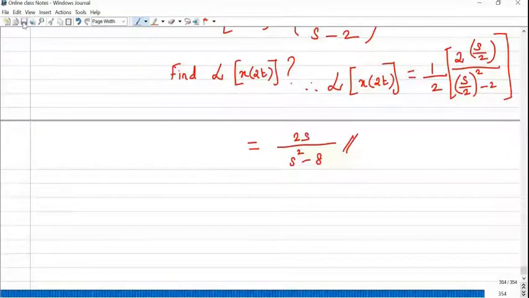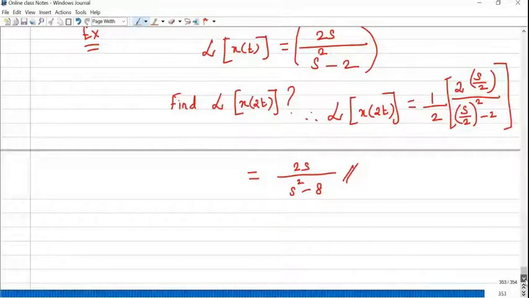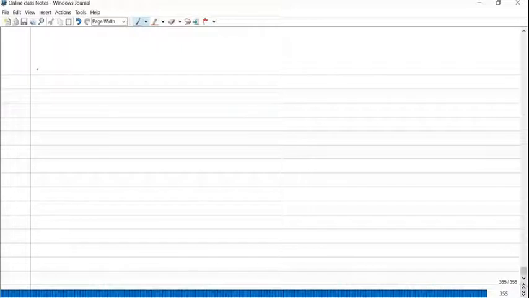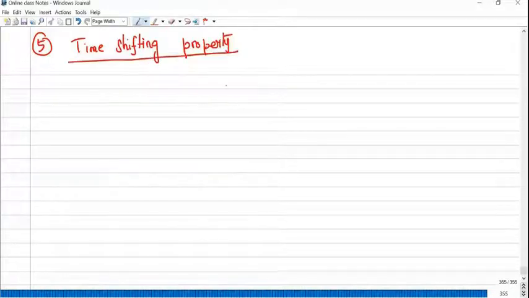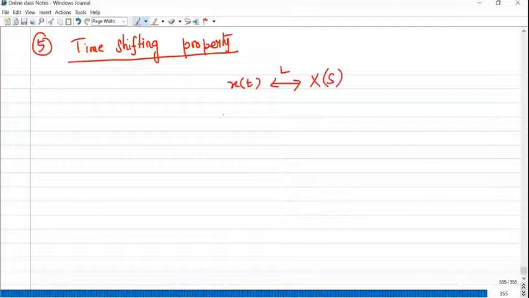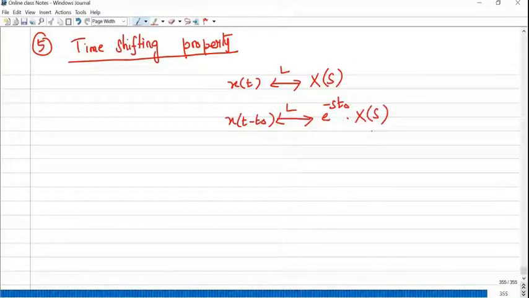Next, property number 5. This is very important. Time shifting property. So what it says: x of t, Laplace transform represented by x of s. Suppose the input signal is delayed by t naught amount of time. Now if you find the Laplace transform, your result will be equal to e power minus s t naught into x of s. So this is the time shifting property.